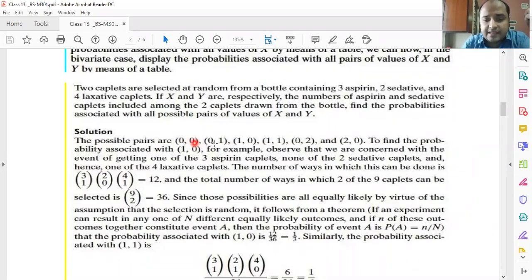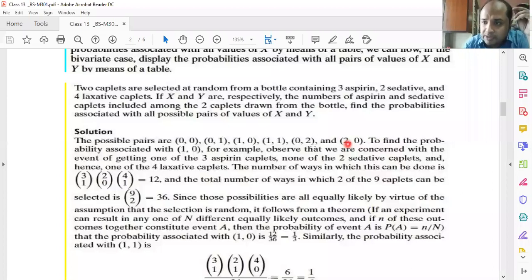Similarly, in this case, one sedative has been chosen and no aspirin. Here, in this particular case, 1 aspirin has been chosen, no sedative. Here, 1 aspirin and 1 sedative have been chosen. Here, no aspirin has been chosen, but 2 sedatives have been chosen. And here, 2 aspirins have been chosen, but no sedatives.